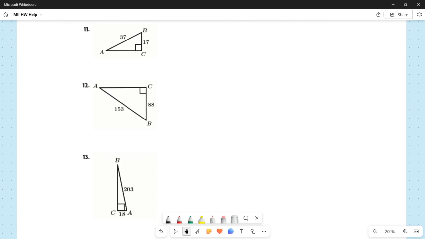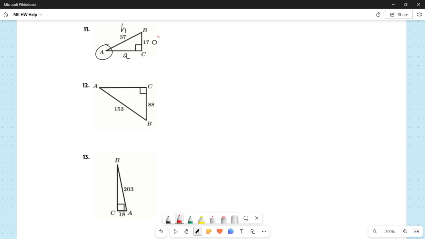Question 11. Again, we want the measure of angle A. Again, we know two sides of a right triangle. The hypotenuse is always across from the right angle, so 37 is my hypotenuse. Because we're talking about angle A, that means that the 17 is opposite and the adjacent we don't know. I really don't want to solve for adjacent if I don't have to.